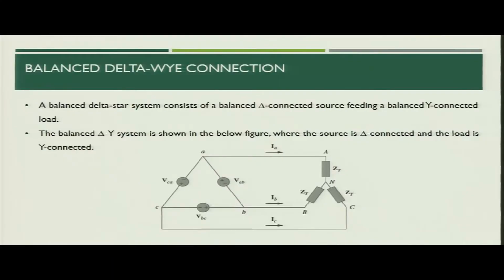You can also say delta Y connection, where delta is the source and star connected is the load. In the later part of the session we will also discuss energy for a three phase system. So, let us start our discussion. In case of delta Y connection, we have the source delta connected and the load star connected. In this figure, the source is connected in delta and the load in star, and the line currents are IA, IB and IC.